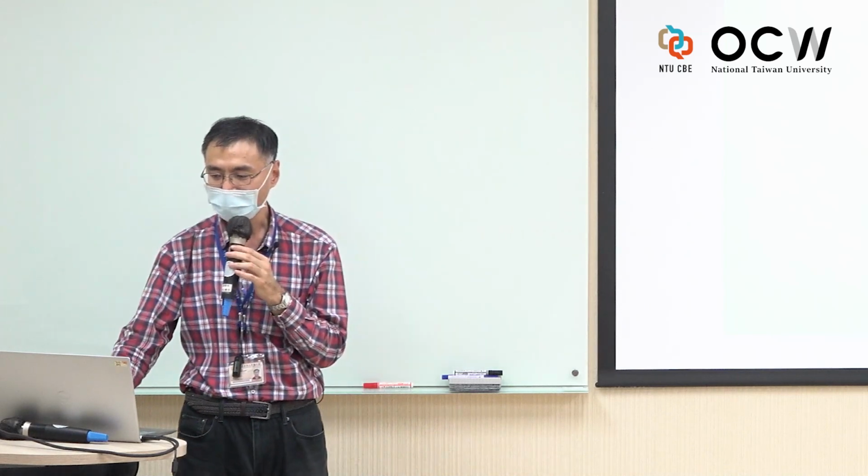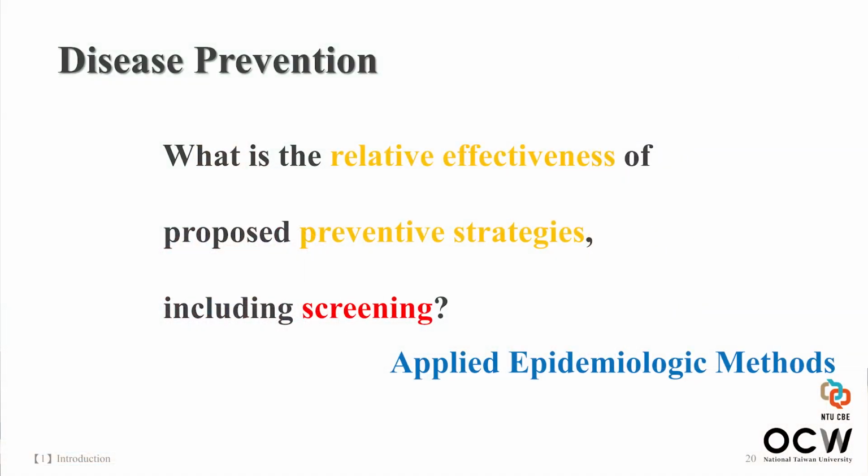Okay, so for the purpose of disease prevention, that's the question we generally ask. What is the relative effectiveness of proposed preventive strategies? So in other words, if the relative risk is less than 1, or the attributable risk is negative, then the intervention works, including screening.